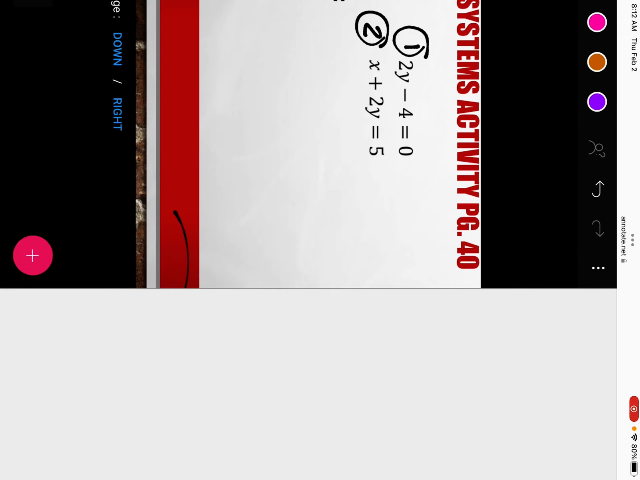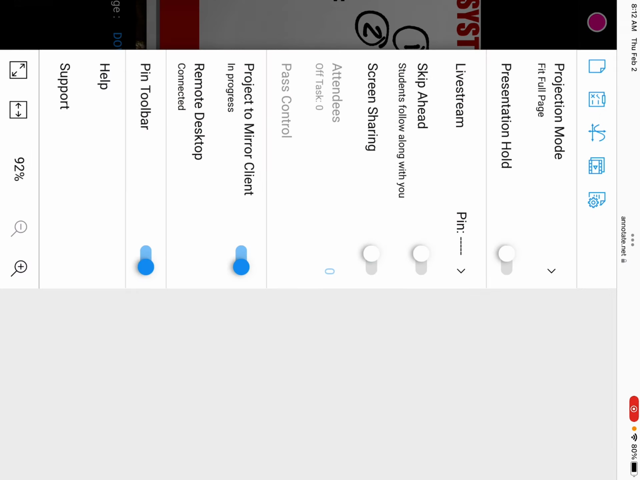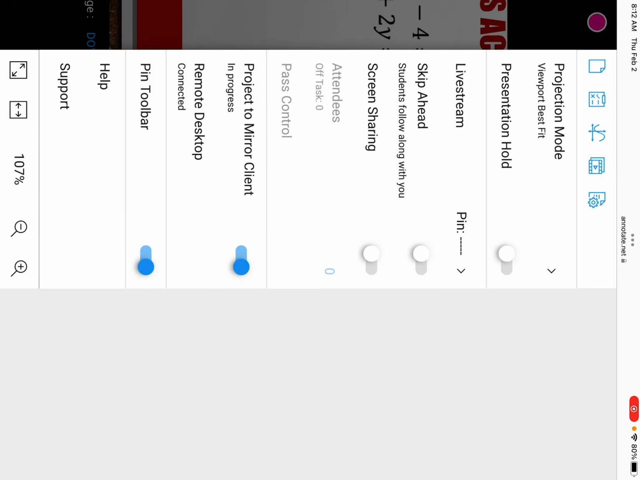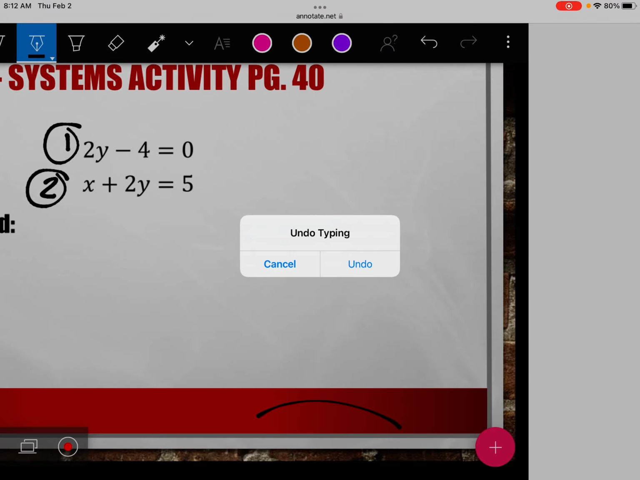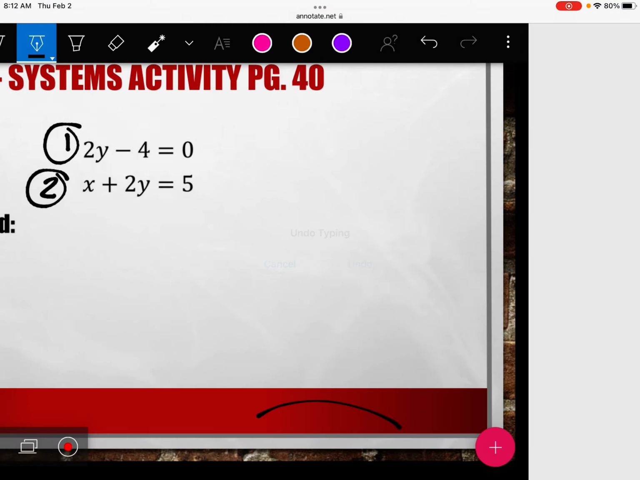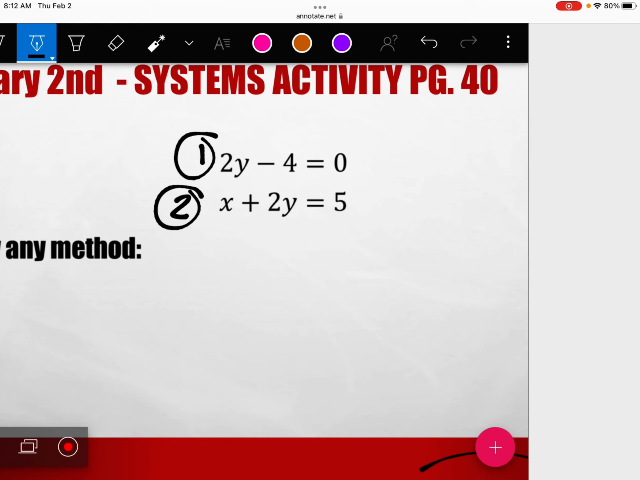What is it doing? Don't know. I have no idea what my iPad's doing. It is absolutely freaking out right now. Okay, go away. Okay, well, we'll see what we can do here.